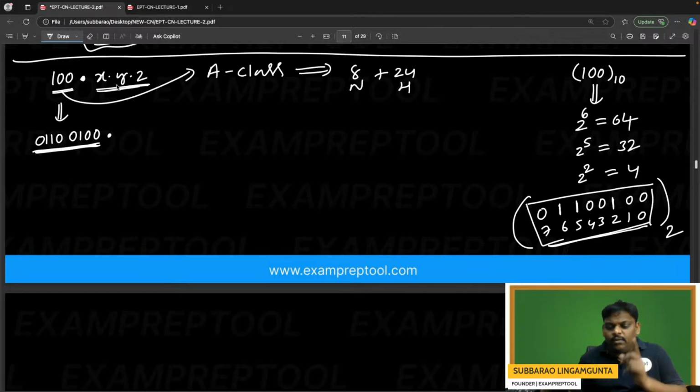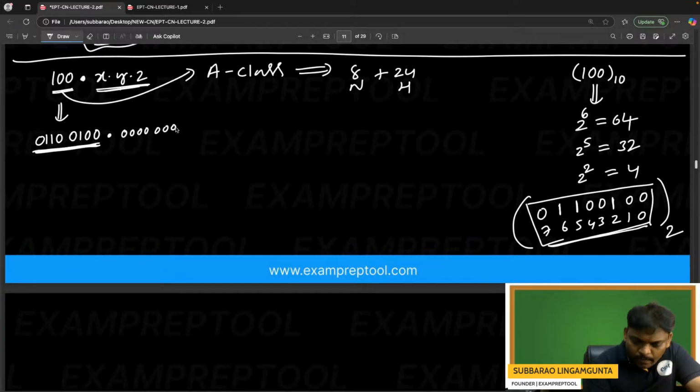I have already written 8 bits for network and the host part is 24 bits. Now observe, what is the meaning of host part 24? How many IPs are possible? 2 power 24 IPs are possible. You know very well, it goes from 24 zeros to 24 ones.